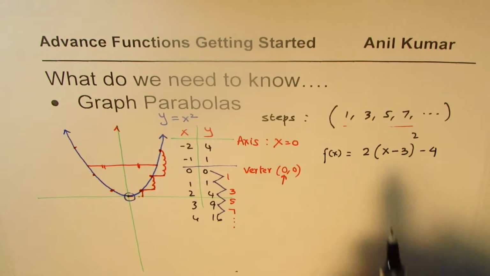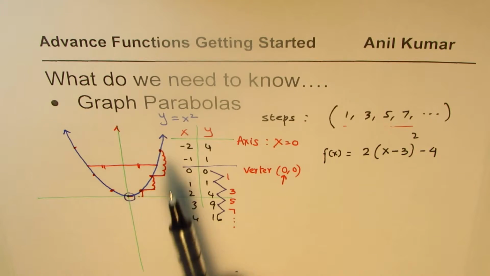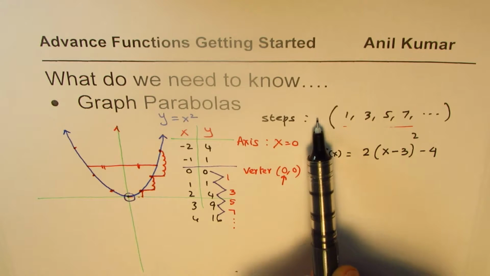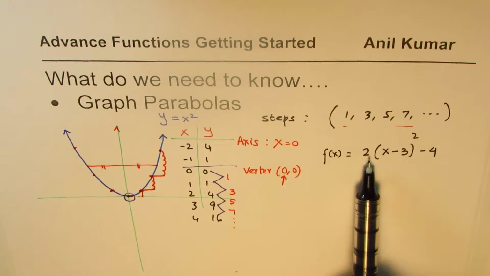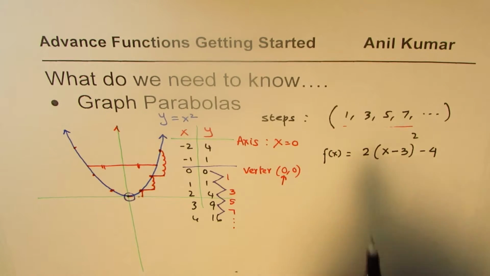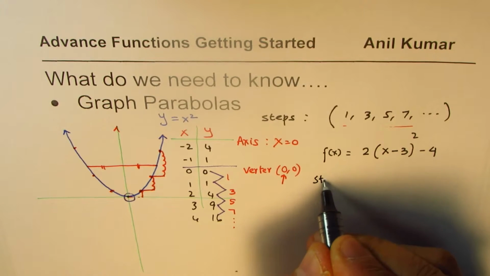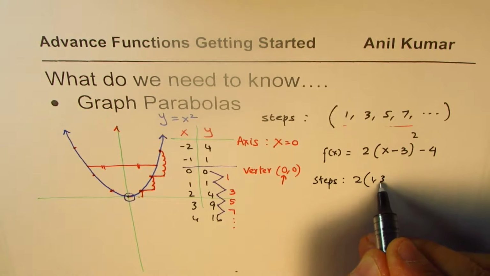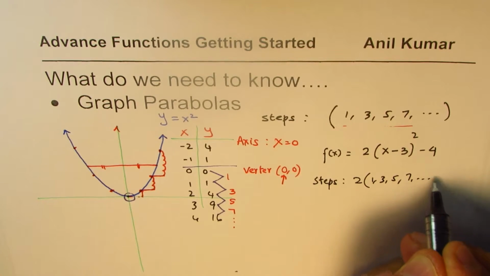I'm using different numbers so that when I plot them, you understand what each number stands for. Now 2 multiplies the vertical stretch by a factor of 2. So the steps will stretch. These numbers will get multiplied by 2, right? So in this particular case, the steps which we are going to have will be twice 1, 3, 5, 7, and so on.